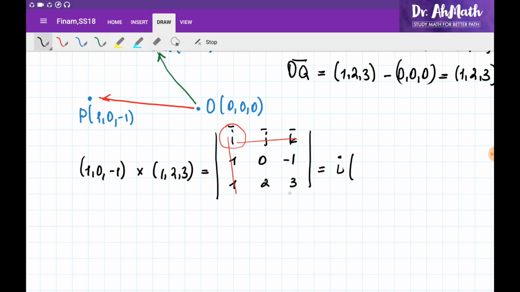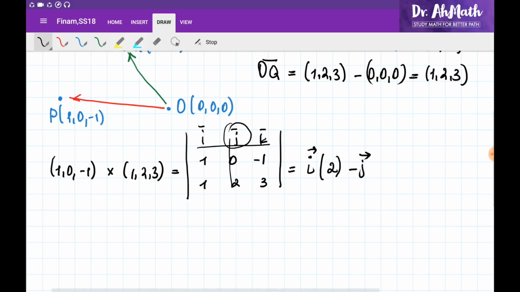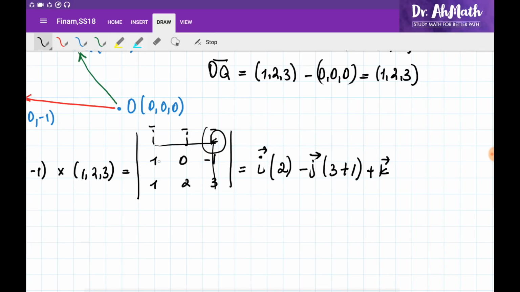So i multiplied is the determinant of this matrix, which is obtained by multiplying 0 by 3, minus -1 multiplied by 2, it's going to be simply 2, minus j multiplied by the determinant of the matrix, which is obtained by eliminating the column and the row where the j is located. It's going to be 1 multiplied by 3, which is going to be 3, minus -1 multiplied by 1 is going to be +1. And the k multiplied by the determinant of the matrix, which is obtained by eliminating the column and the row where the k is. And it's going to be simply 1 multiplied by 2, minus 0 multiplied by 1, which is simply 2.